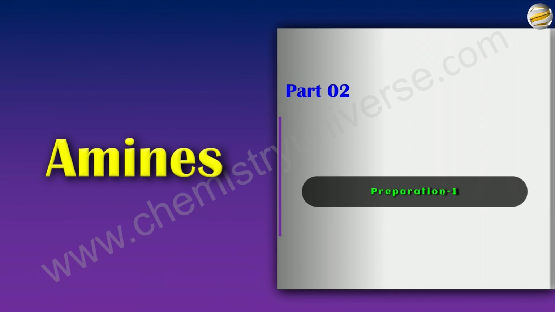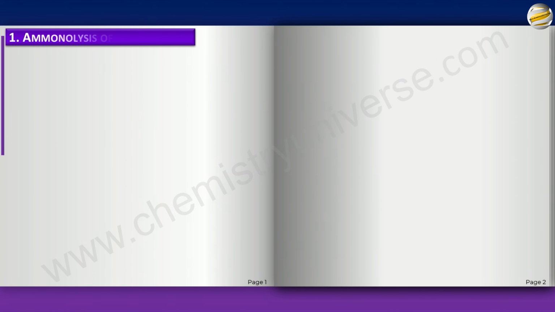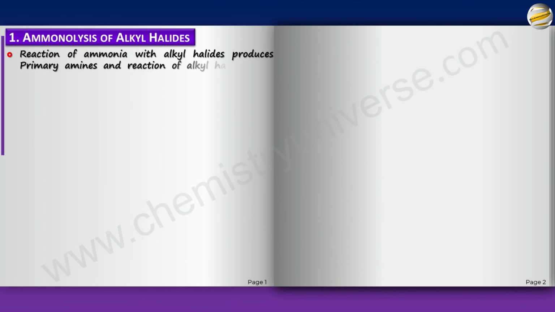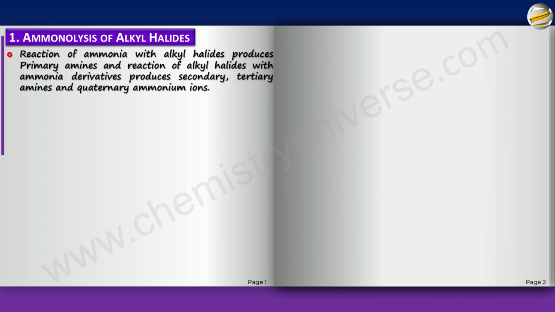All right, so let's get on with it. The first is ammonolysis of alkyl halides. So what happens is reaction of ammonia with alkyl halides produces primary amines, and reaction of alkyl halides with ammonia derivatives, that is primary amines, will produce secondary, and reaction with secondary will produce tertiary amines, and eventually quaternary ammonium ions. So what this means is that suppose you have CH3X, which is extremely reactive, and ammonia, which is a good nucleophile, and therefore they can do SN2.